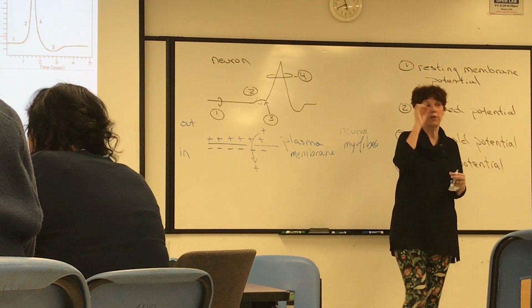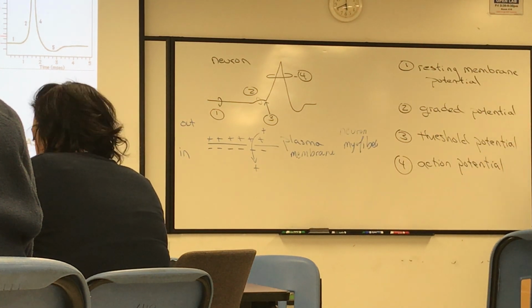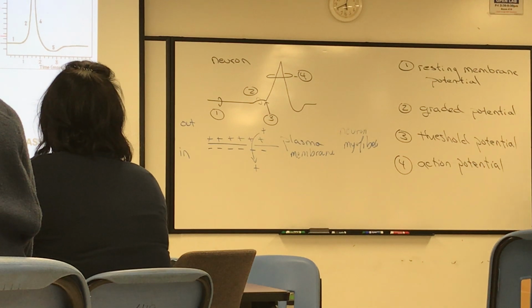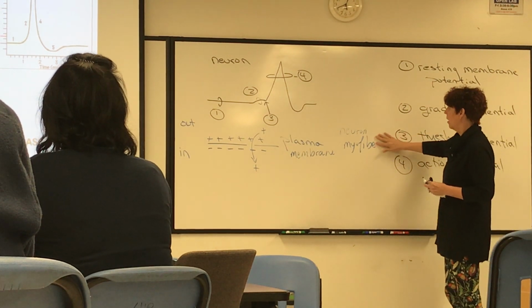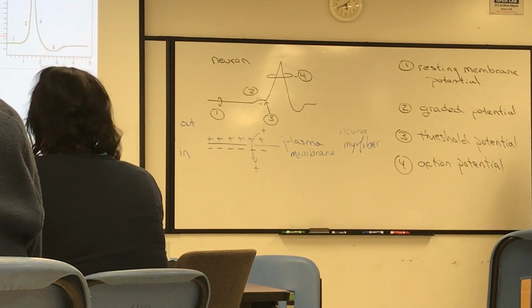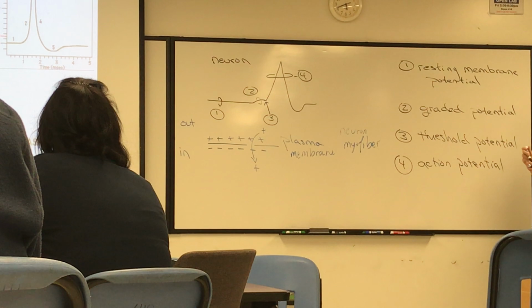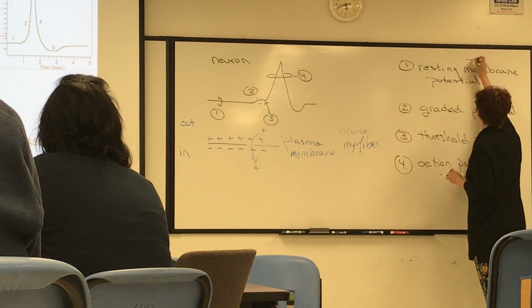So, do you remember the three major reasons why in neurons and muscle cells and myofibers we have more positive charges outside than we have inside? While you're thinking of that, I'm going to move this diagram over here so I have more accessibility.